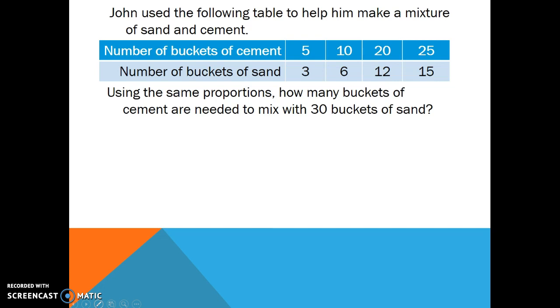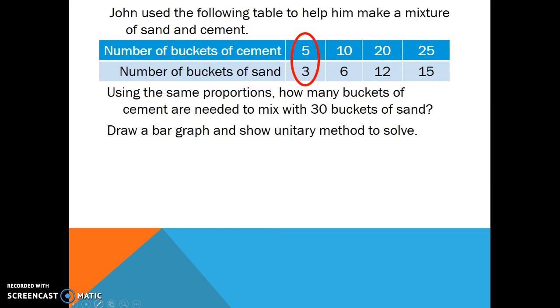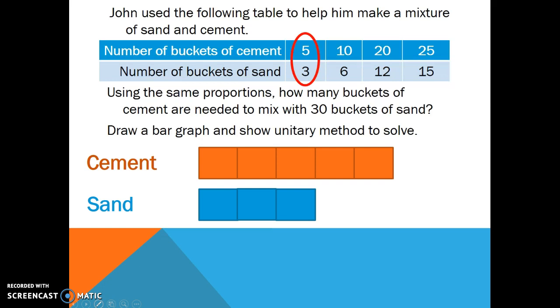Anyways, I diverge. Okay. Using the same proportions, how many buckets of cement are needed to mix with 30 buckets of sand? So let's just take a look here. Clearly on our table here, we need 5 buckets of cement for every 3 buckets of sand. So if we had 30 buckets of sand, that means that we would have multiplied that 3 times 10, and we need to do the same thing with the 5. And so let's use a bar graph and show unitary method to solve.